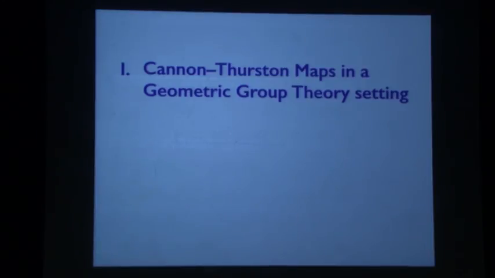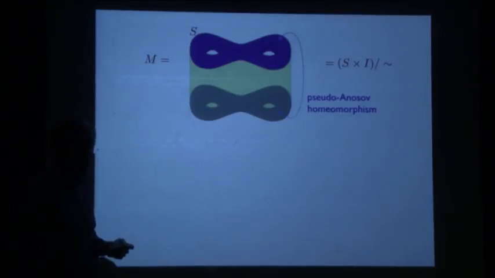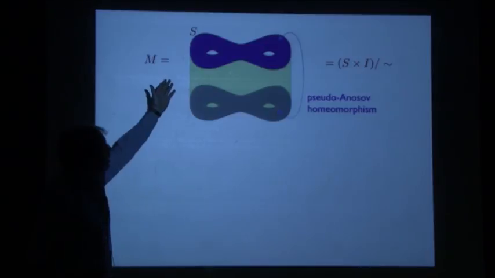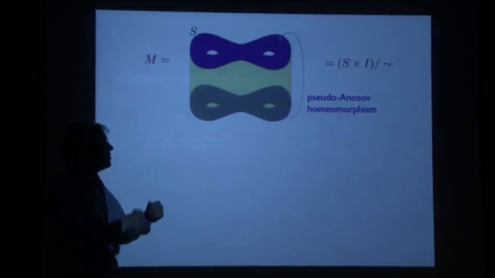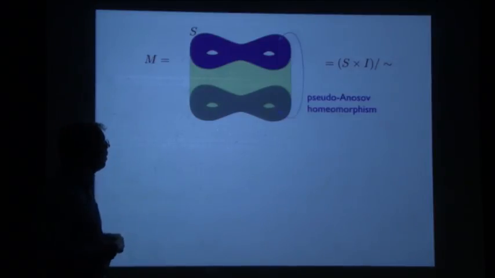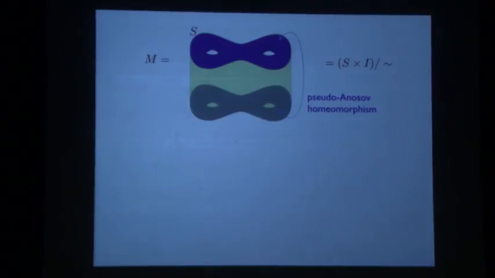Okay, Cannon-Thurston maps. Let me start with Cannon-Thurston maps in the context that Cannon and Thurston first studied them. Suppose we take a surface of genus at least 2, and we cross it with an interval, and then glue the two boundary components together via a surface homeomorphism, more particularly a pseudo-Anosov homeomorphism. It doesn't matter exactly what that is, but we're going to get a hyperbolic 3-manifold.